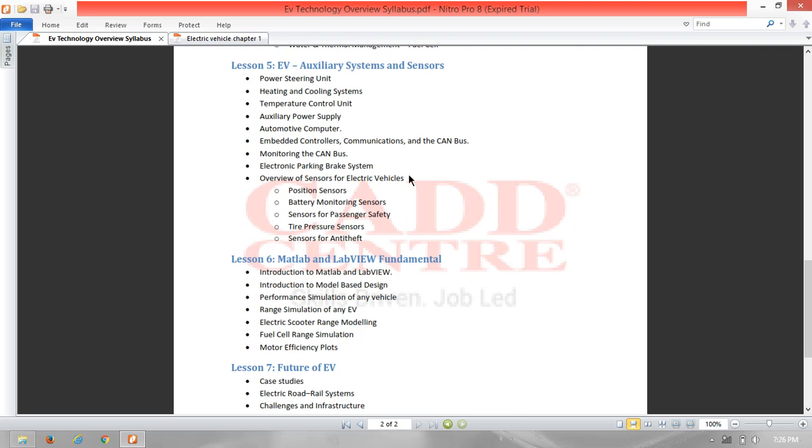As we know, when you consider an EV vehicle, there are different kinds of sensors used for different applications. So we'll see all the different applications and the sensors used in the vehicle, like position sensor, battery monitoring sensor, and sensors for passenger safety. This safety is nothing but airbags, and we'll see tire pressure sensors and sensors for anti-theft. These are the different kinds of sensors used.